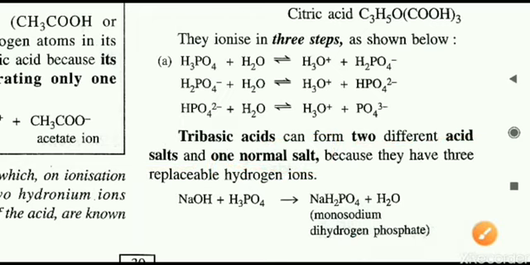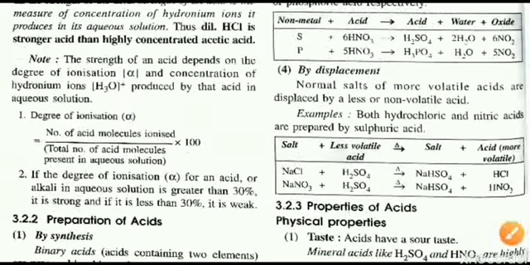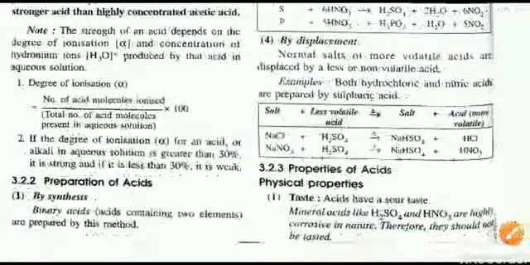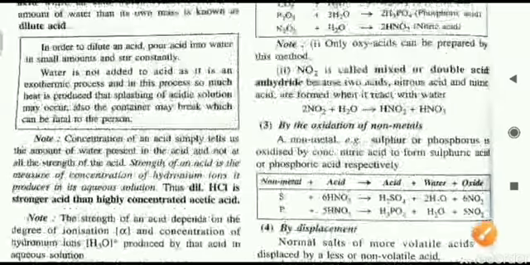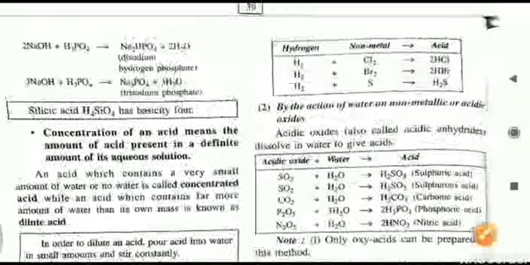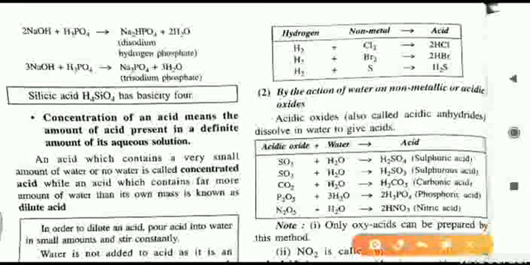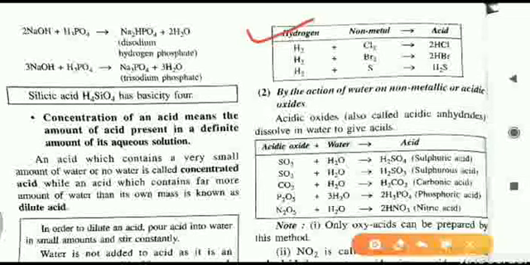Now we will move on to the preparation of acid. The preparation of acid can be done by various methods. The first method given here is by synthesis. It can also be called direct combination. Here two elements combine together to produce one acid. Here is the general equation: hydrogen combines with a non-metal and what we get is an acid.